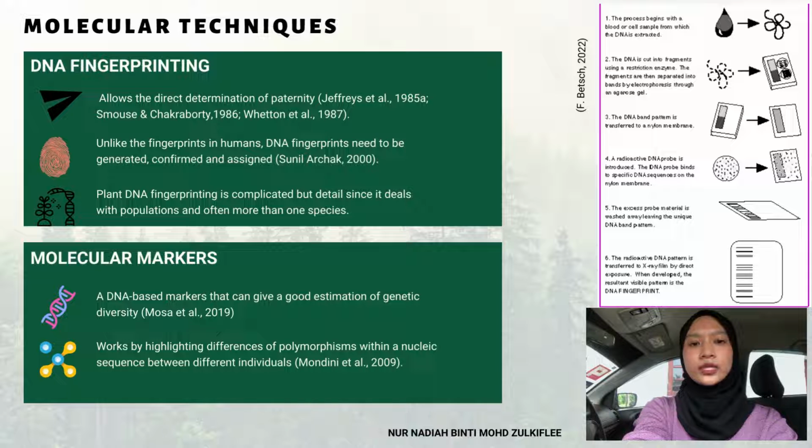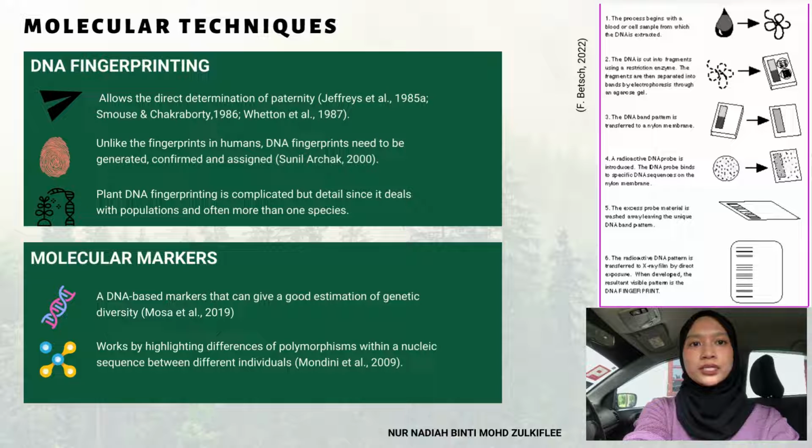Plant DNA fingerprinting is complicated but detailed since it deals with populations and often more than one species. Because of the differences in the nucleotide sequence between individuals and the large size of the genome, genomic fragments are generated and cultivars are discriminated by the differences in number, size, and sequence of specific DNA fragments. The genomic fragments are then employed as markers. Non-gene sequences are used as unique sequence markers. The picture shown above is the process of DNA fingerprinting.